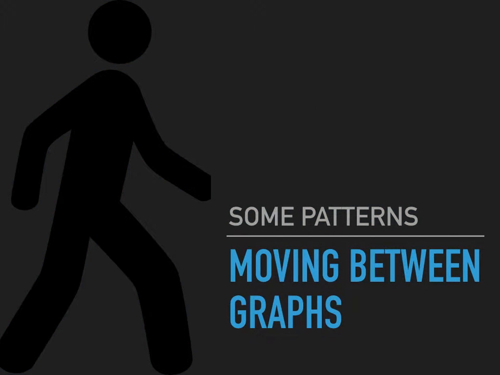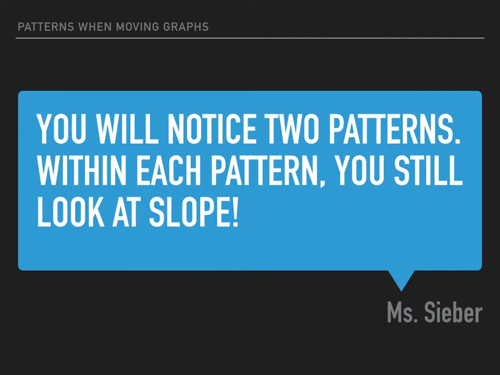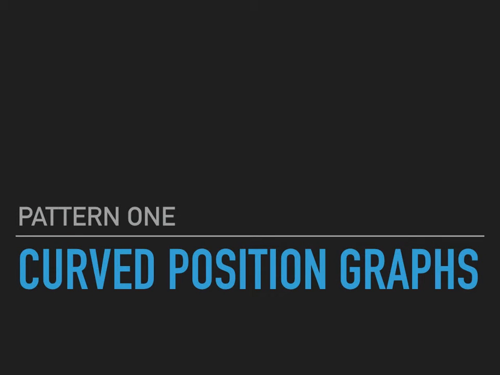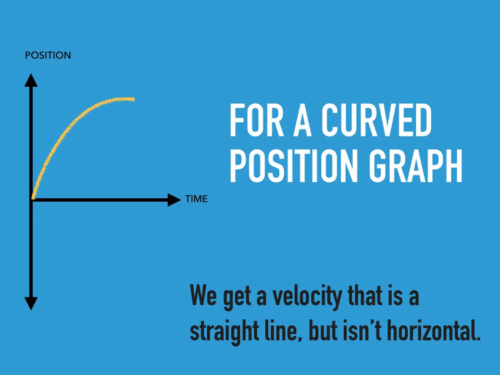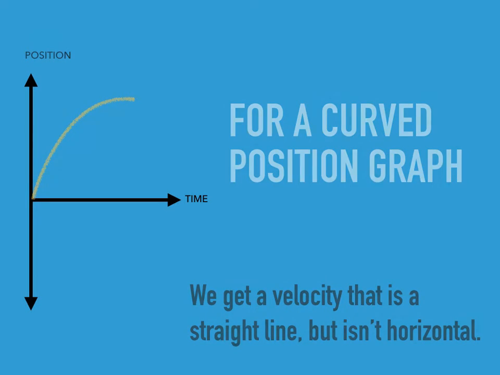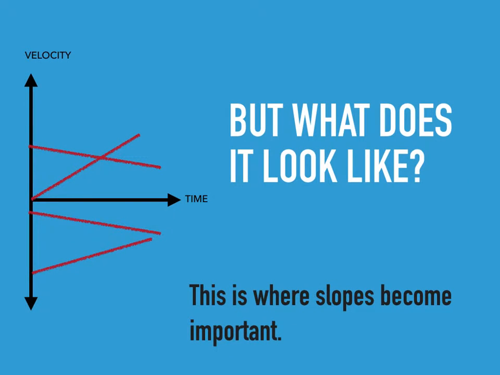So there are two basic patterns when we move between position, velocity, and acceleration. Either way, you're still going to need to look at the slopes to get the exact sketch. So the first pattern takes us through curved position graphs. Here's an example of a curved position graph. What we're going to do is look at the slopes, but we will always get a velocity that is a straight line but isn't horizontal. So here are some examples of what it could look like. But we don't actually know which one is right until we look at the slopes.